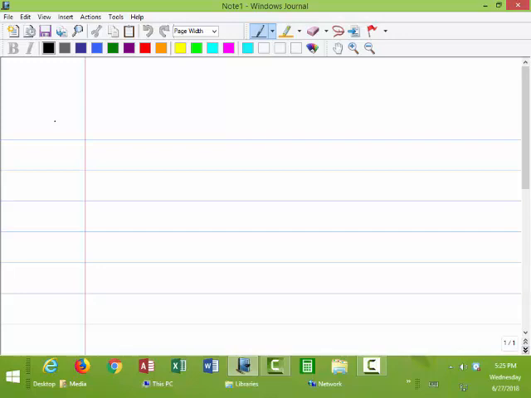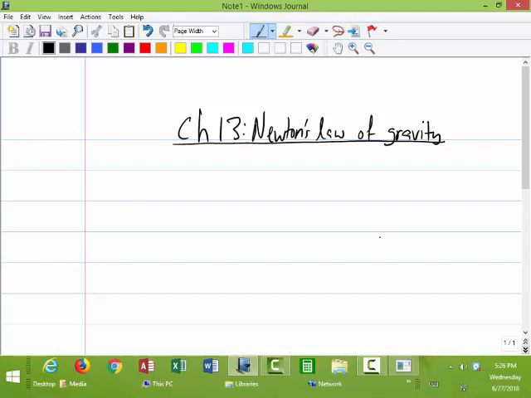Okay, so this is chapter 13, Newton's laws of gravity. Okay, let's get started. Newton proposed that every object in the universe attracts every other object with a force that is directly proportional to the product of the masses involved and inversely proportional to the square of the distance between the masses. So we can write this law as follows.